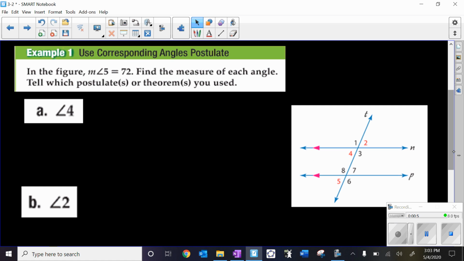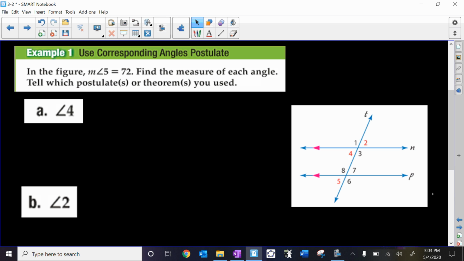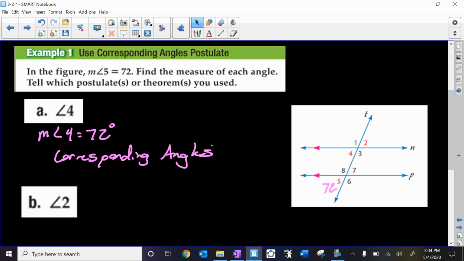So in example 1 in the figure, I have angle 5 equaling 72 degrees. Find the measure of each angle and tell me which postulate or theorems you used. So letter A, we know that angle 5 is 72 degrees. Now I want to know what the measure of angle 4 is. Well, since 4 and 5 are corresponding, that means the measure of angle 4 is equal to 72 degrees. And we know that because they are corresponding angles. That would be the postulate that we just talked about.